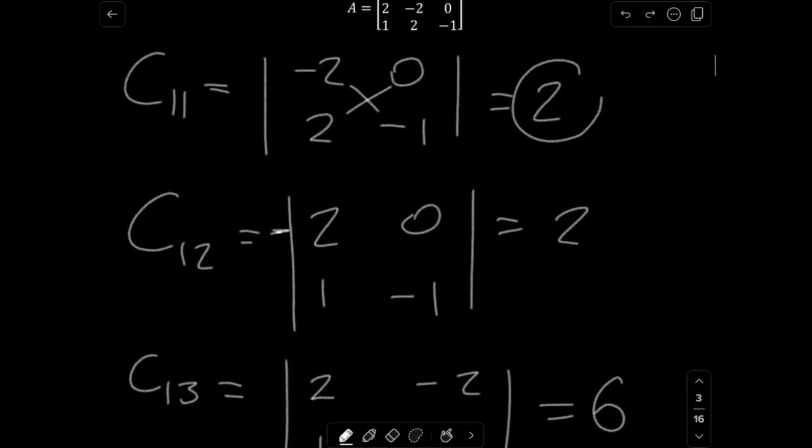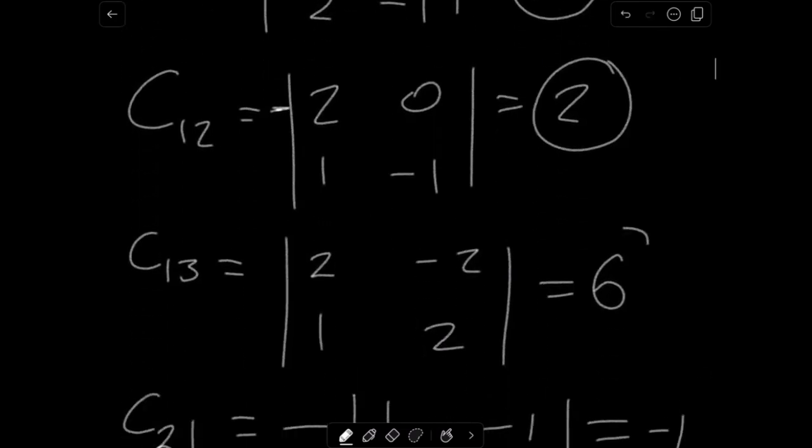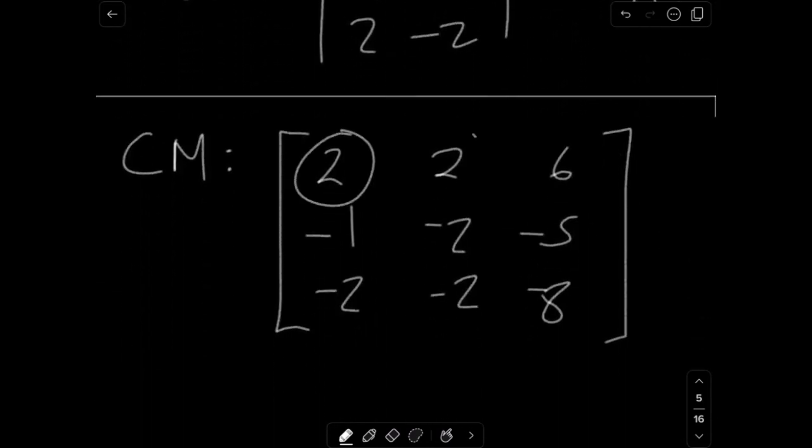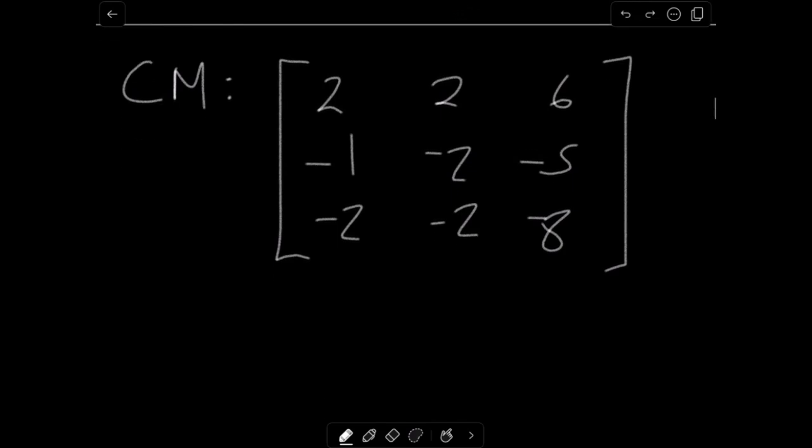So the first one was 2, 2, 6, right? So let's take a look. 2, 2, 6, and then cofactor 2, 1 was minus 1. Cofactor 2, 2 is minus 2, then you had minus 5, and the last cofactor was negative 8. So this is your cofactor matrix or matrix of cofactors. Then the transpose of this is going to be your adjoint.